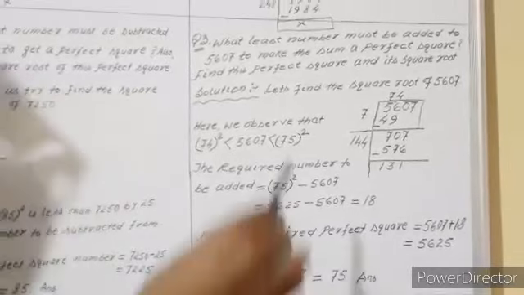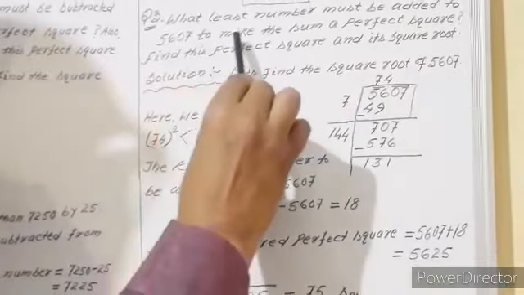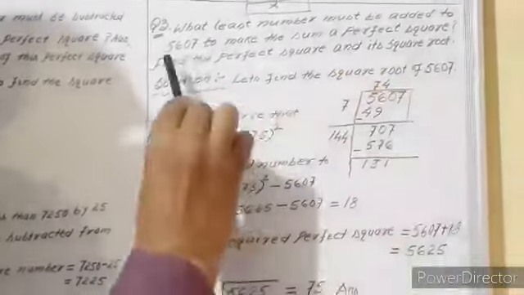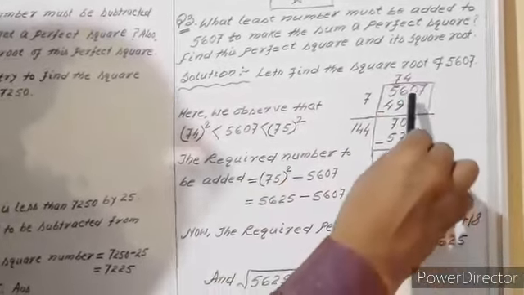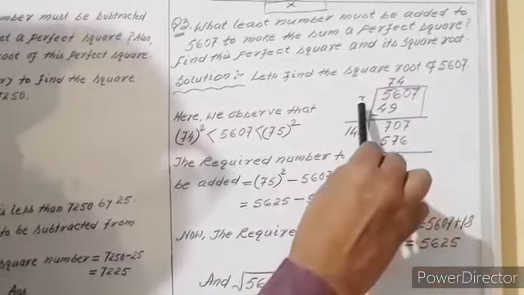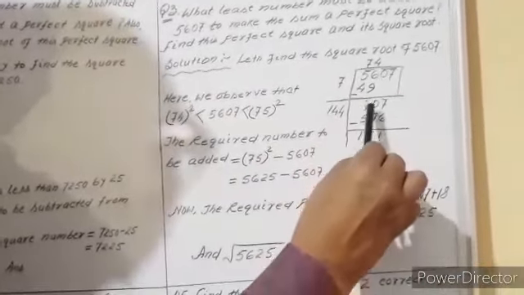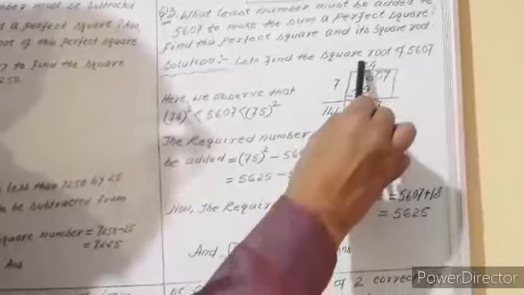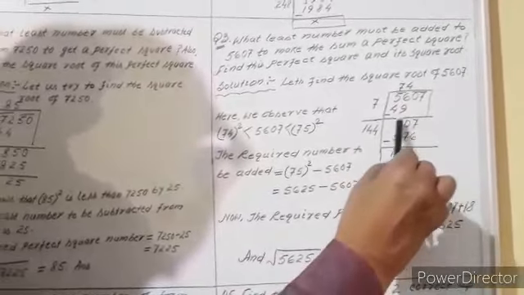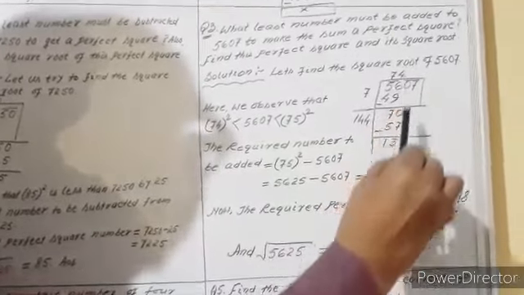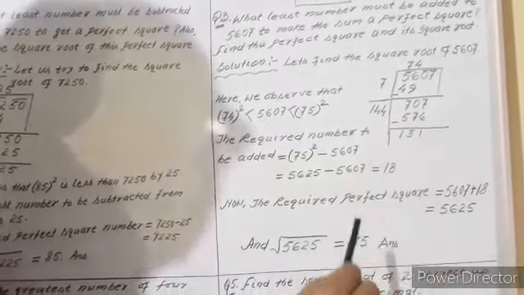So moving on to another one. What is the least number that must be added to 5607 to make it a perfect square? Find the perfect square and its square root. So for that also we are going to follow the same procedure. 5, 6, making them in pairs, 7 sevens are 49. Again we got 707, 7 and 7 are added. Another divisor we got, and this is the new dividend, and this goes 4 times, 576. This is left as the remainder.